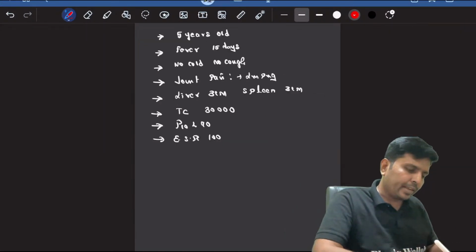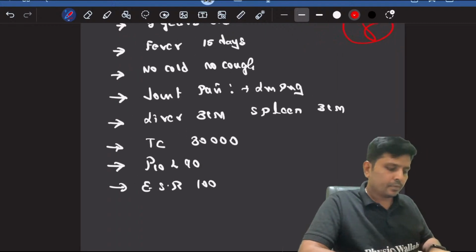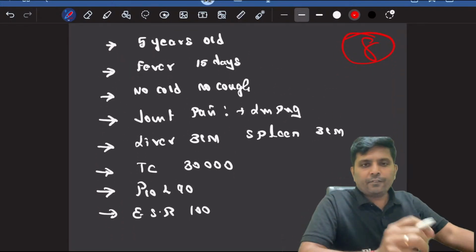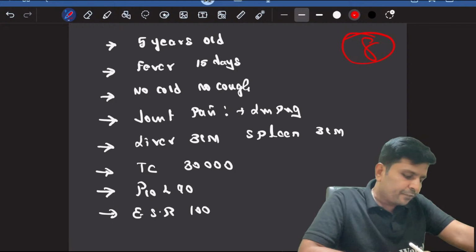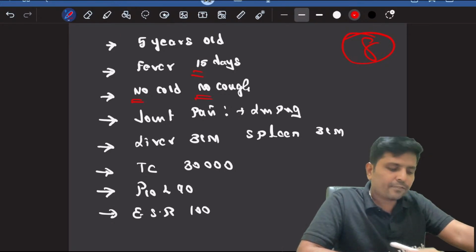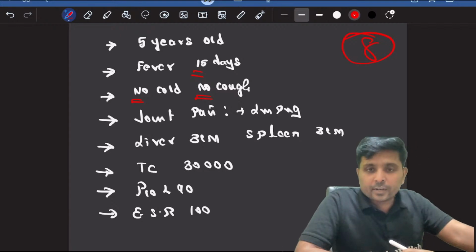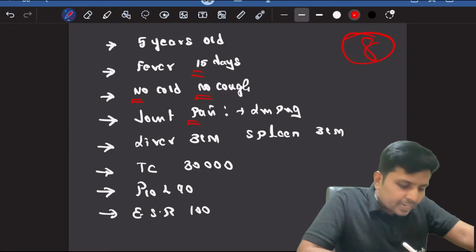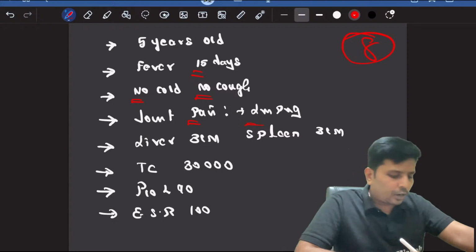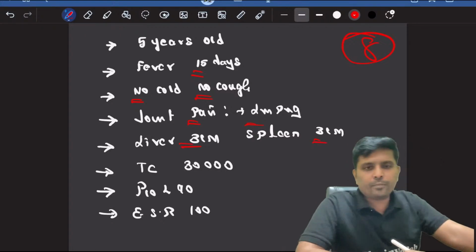Next, question number 8. 5 years old. Fever 15 days. Is there any cold? None. Is there any cough? None. But look at this. The child is having joint pain. The child is limping along with hepatomegaly and splenomegaly.